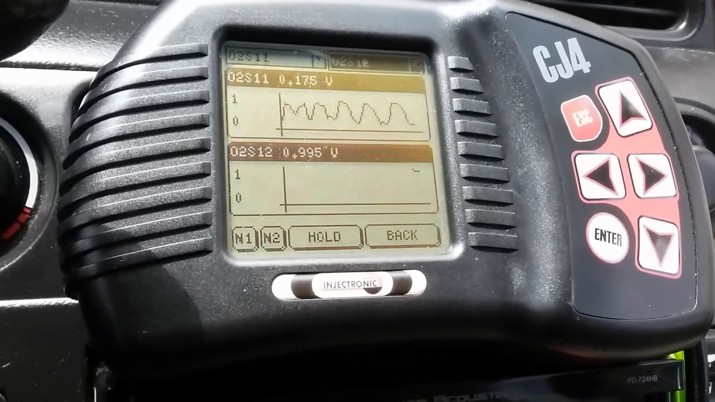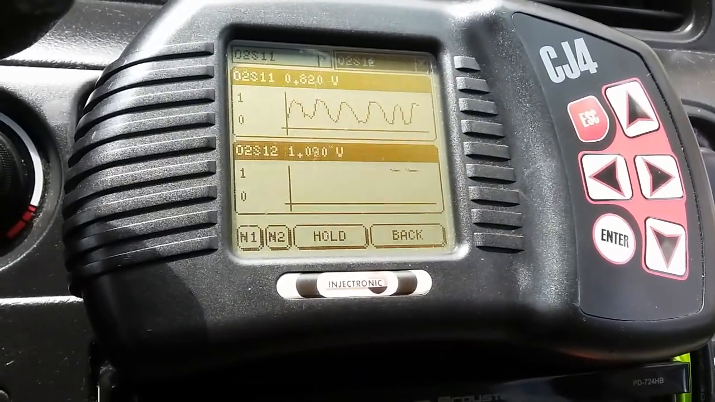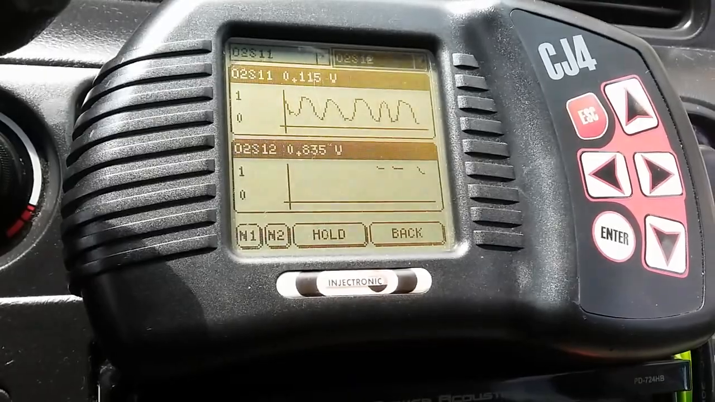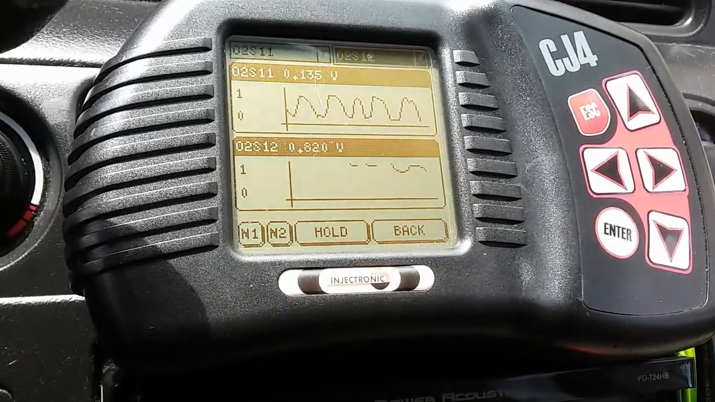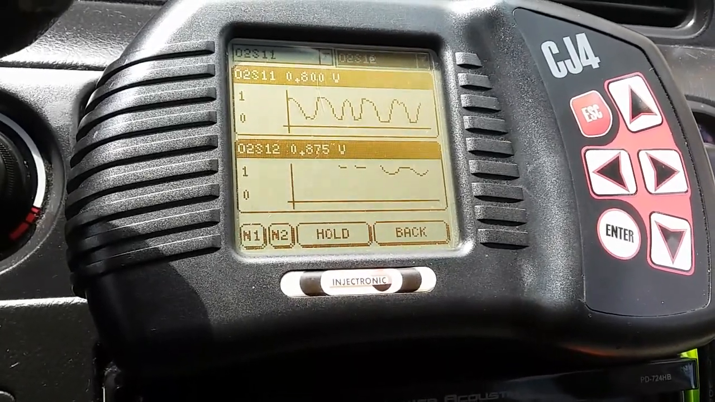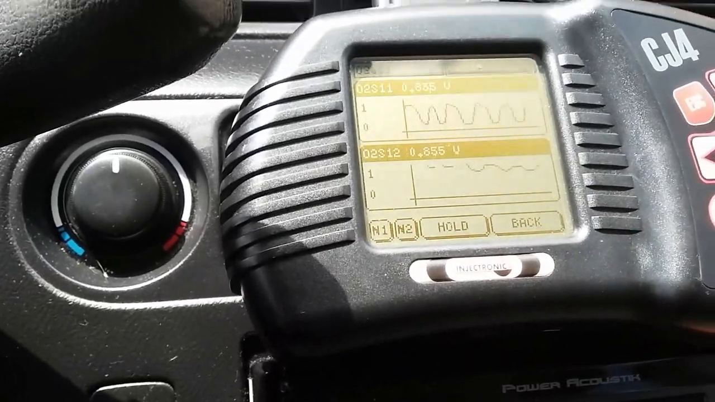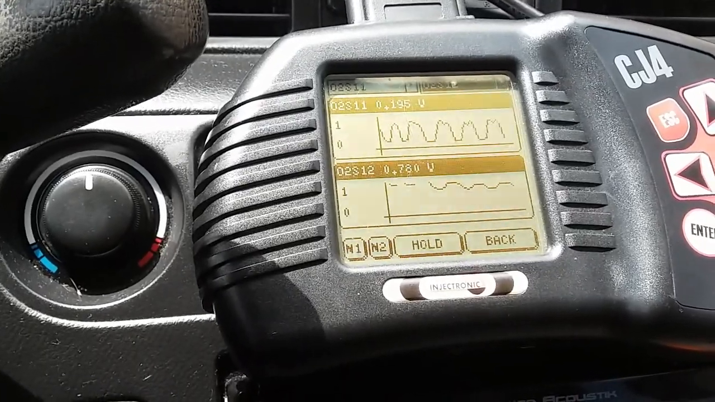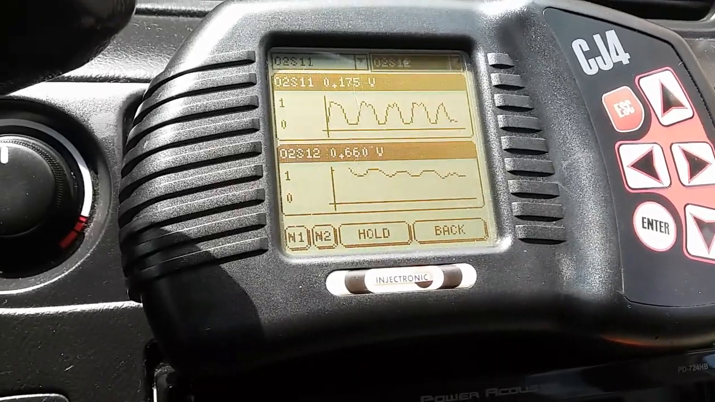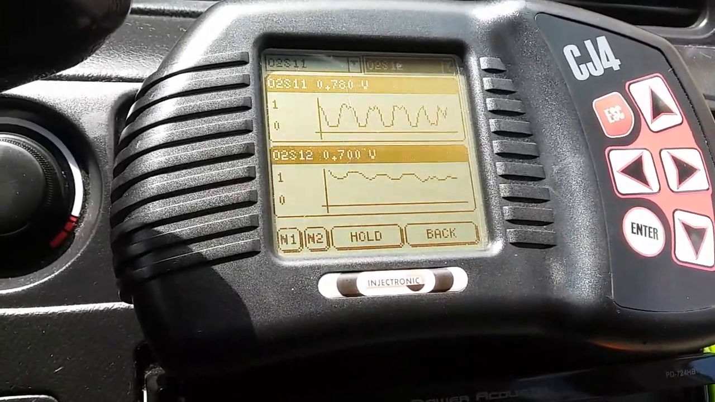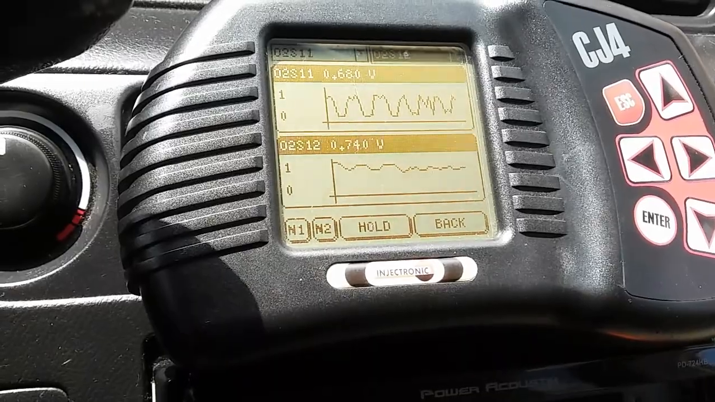For now, the downstream O2 sensor is starting to go into its normal range between 0 and 1 volts. As the upstream O2 sensor gets warmer, it will start to give you a signal. Right now it's in the rich condition range, above 0.45. Anything below 450 millivolts is considered to be lean.